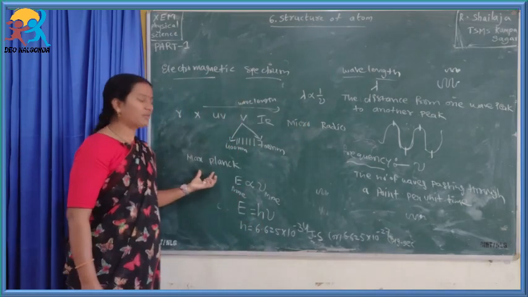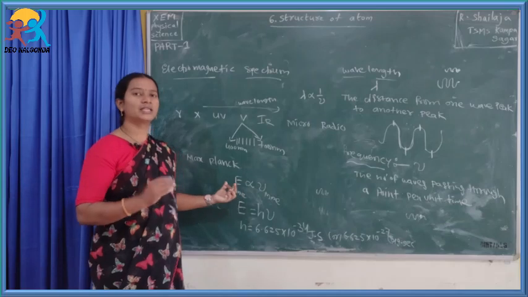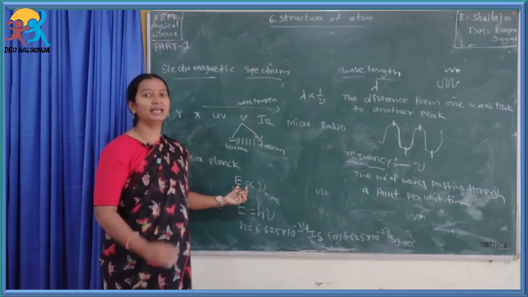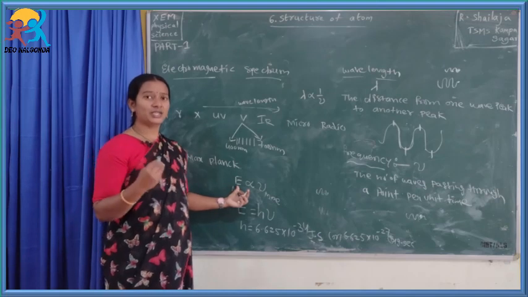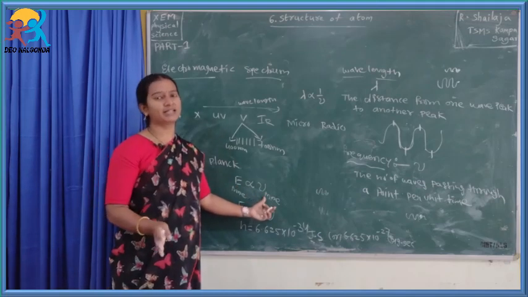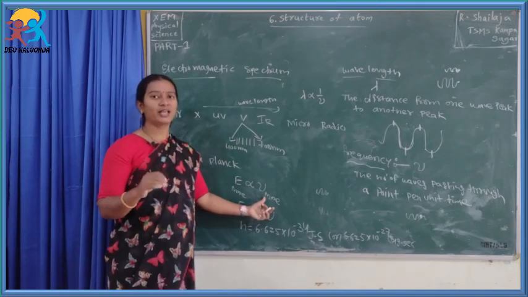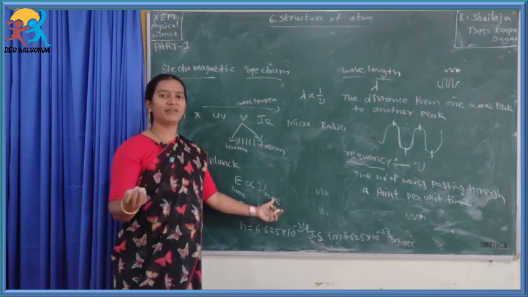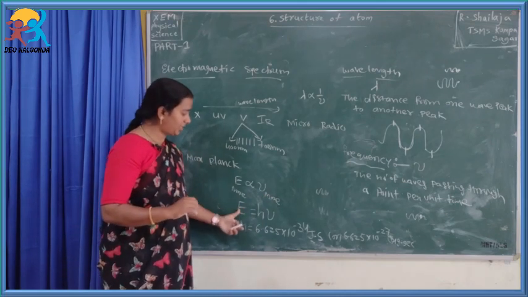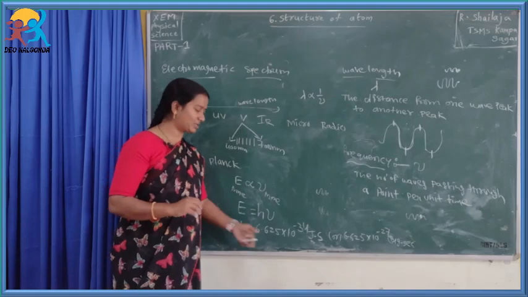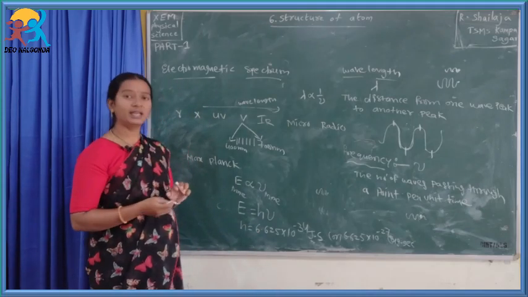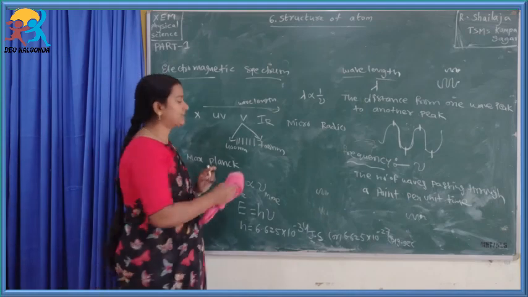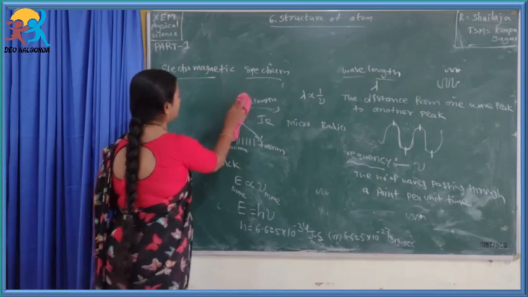Next, Max Planck proposed the relation between the energy and frequency. For electromagnetic waves, the energy of the radiation is directly proportional to its frequency. If any radiation has more energy, it has more frequency. So E equals h nu, where h is Planck's constant, 6.625 into 10 to the power of minus 34 joule-seconds, or 6.625 into 10 to the power of minus 27 erg-seconds.